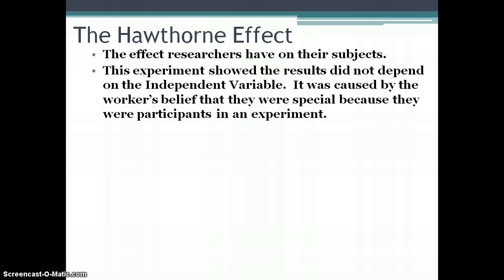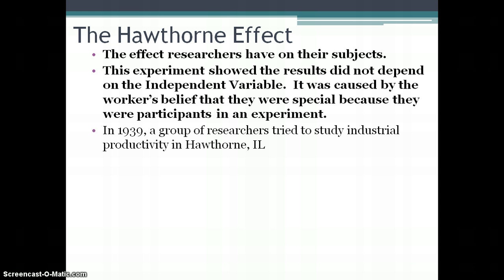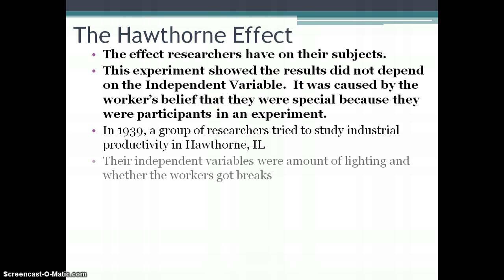And let me go ahead and explain the experiment to you before I get into the conclusion. So what happened was in 1939, there were a group of researchers who were studying industrial productivity. So in other words, how much were people that worked in a factory able to produce? And this happened in Hawthorne, Illinois, which is where, of course, this effect got its name. And what happened was the researchers, the variable that they were changing to see what effect it would have on worker productivity is they were changing the amount of lighting and whether or not the worker got breaks.